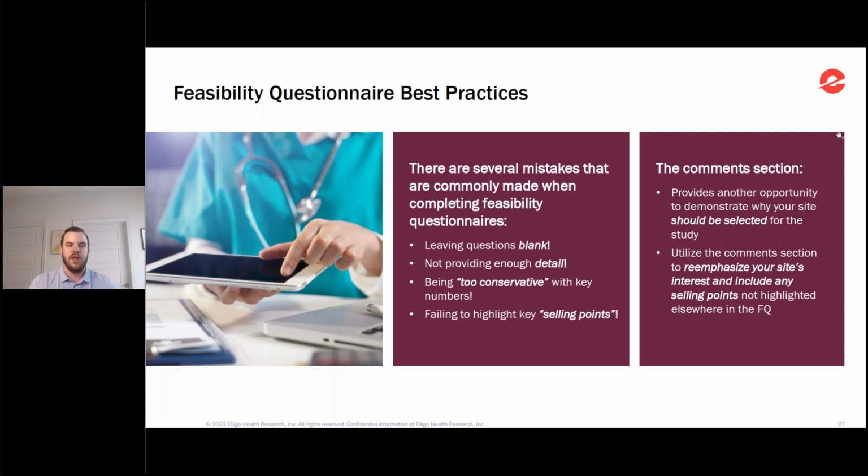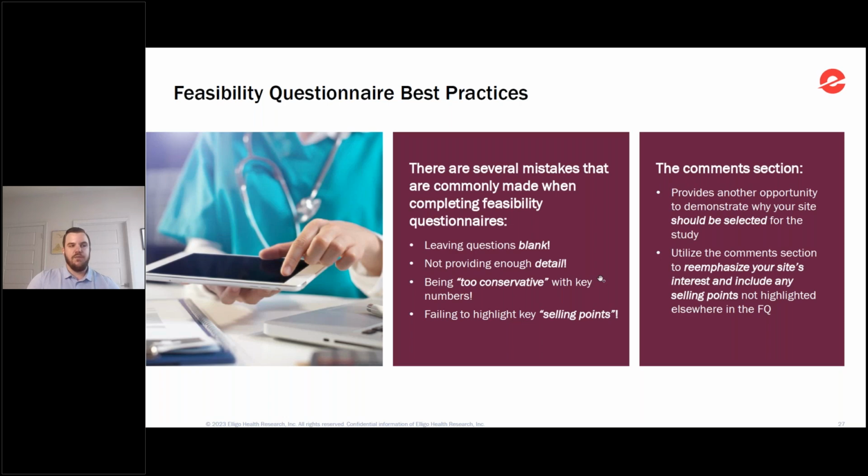I'm not saying that's a right or wrong mindset to have, but I am saying that I've seen that line of thinking happen a number of times, right? So just the basics of making sure not only have you filled in all questions, but you're providing enough detail, right, to sufficiently answer the question. So you'll see the third bullet point down, right, is this being too conservative with key feasibility numbers.